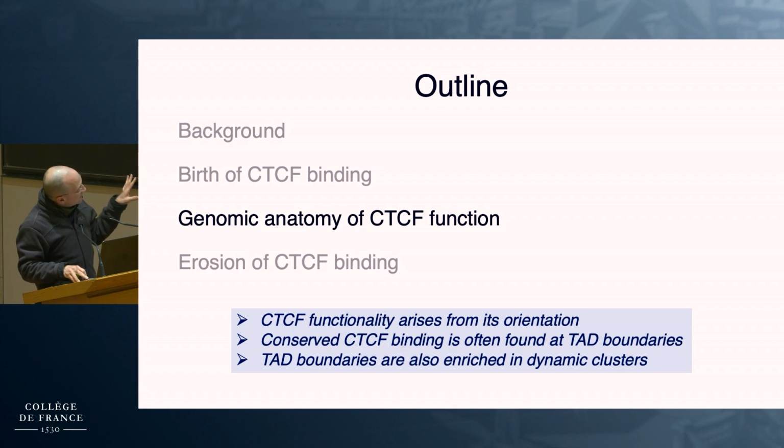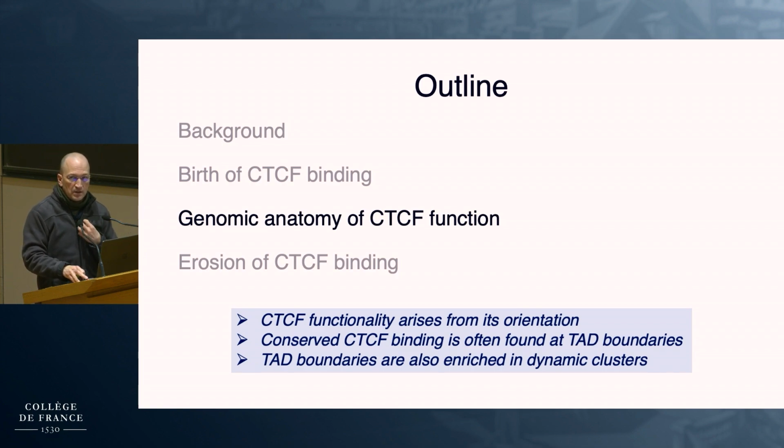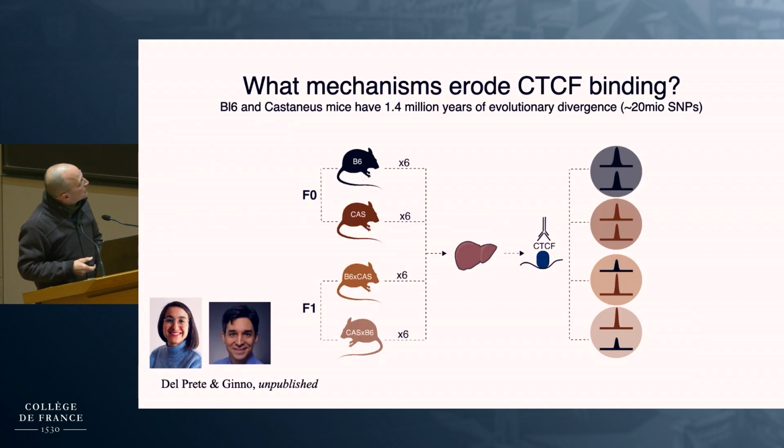Now, the last piece is a completely unpublished piece of work that my lab is just prepping right now, which starts looking at what mechanisms underlie the loss of CTCF naturally. Now, this is work from Stefania Del Prata and Paul Geno, both of whom have been working quite closely on this.